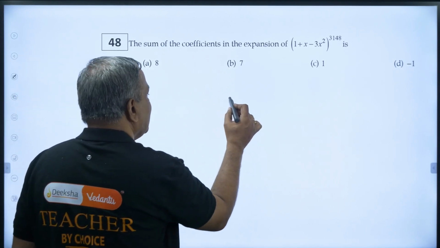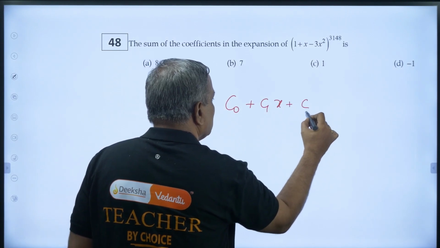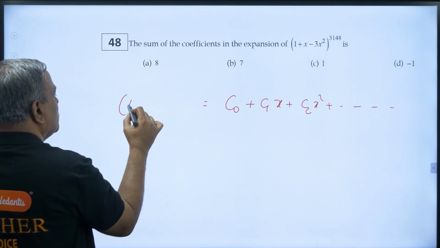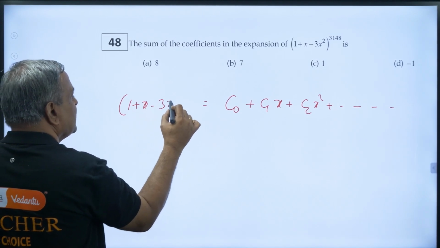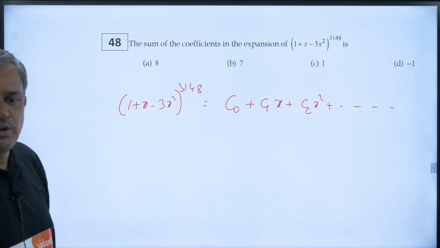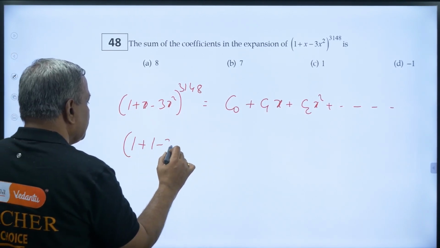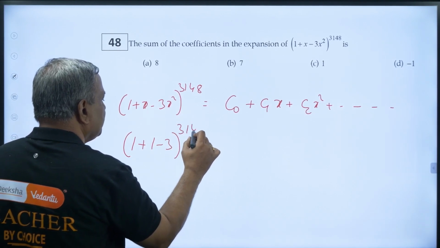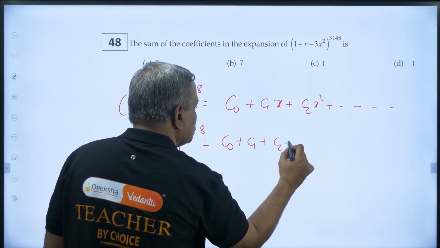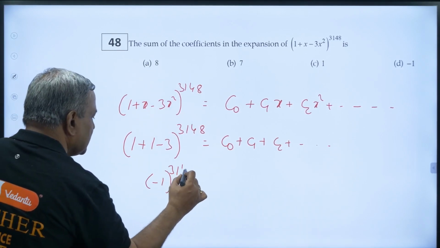If any binomial is there, this will be c0 plus c1x plus c2x square, and so on. This is equal to 1 plus x minus 3 x square to the power 3148. Sum of coefficients, put x equal to 1 on both sides. So we get 1 plus 1 minus 3 to the power 3148. We get c0 plus c1 plus c2, the sum of the coefficients, which is equal to minus 1 to the power 3148.